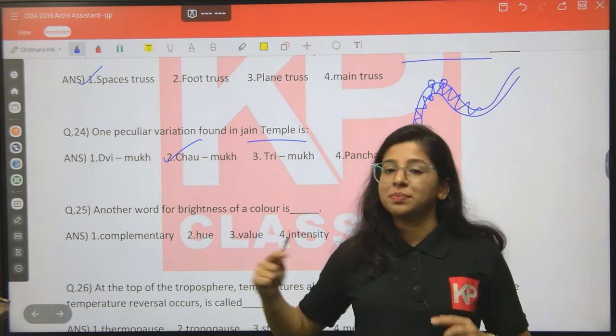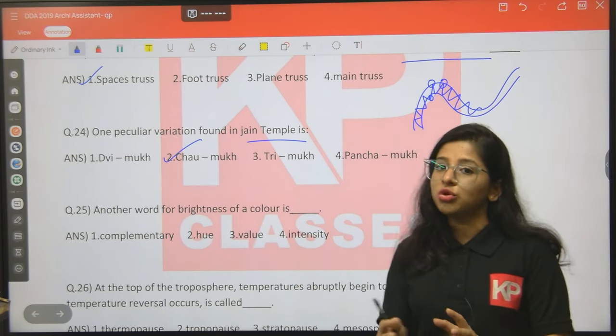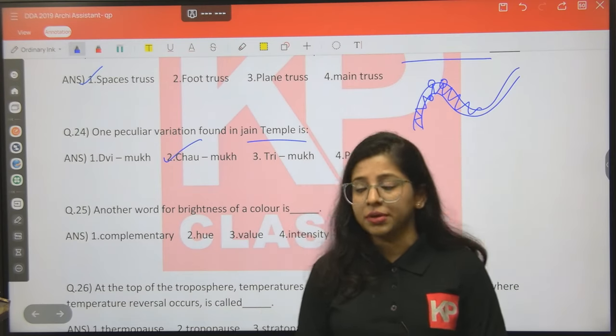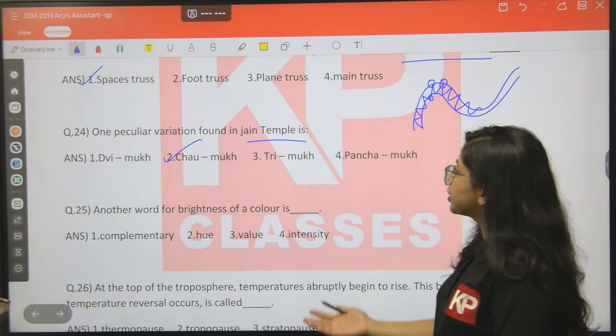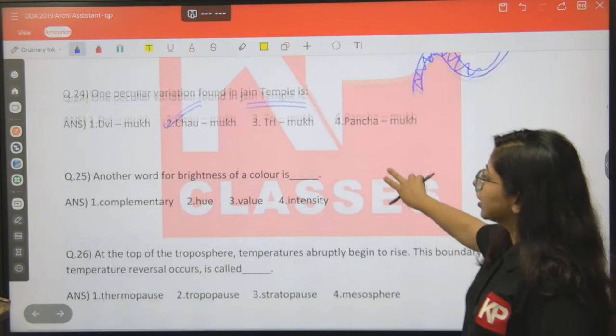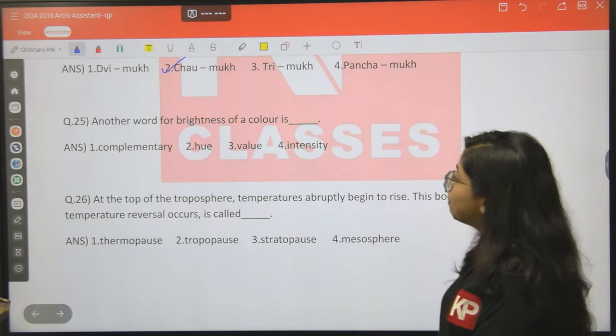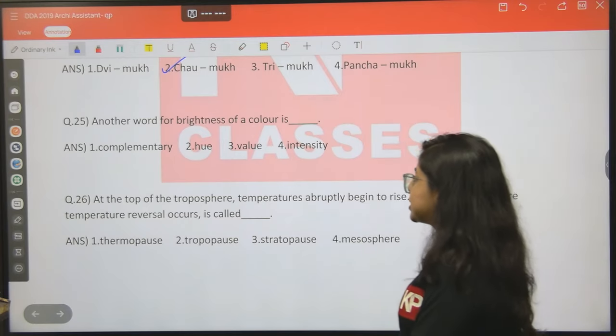But in this kind of temple, in the Garbhagriha, you can enter through the four directions. That is why the idol is also facing in four different directions. So this is something that you can keep in mind. Jain temple is Chomukh.